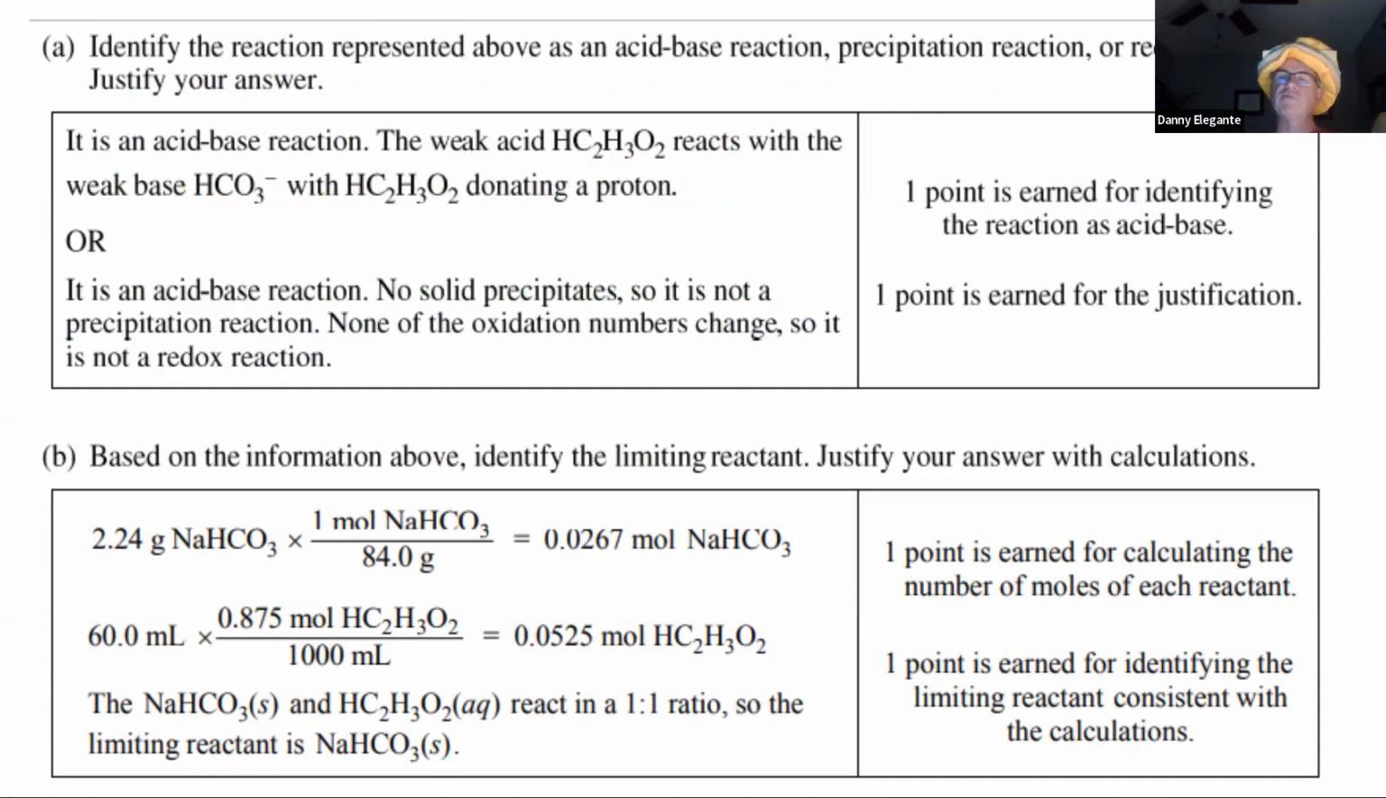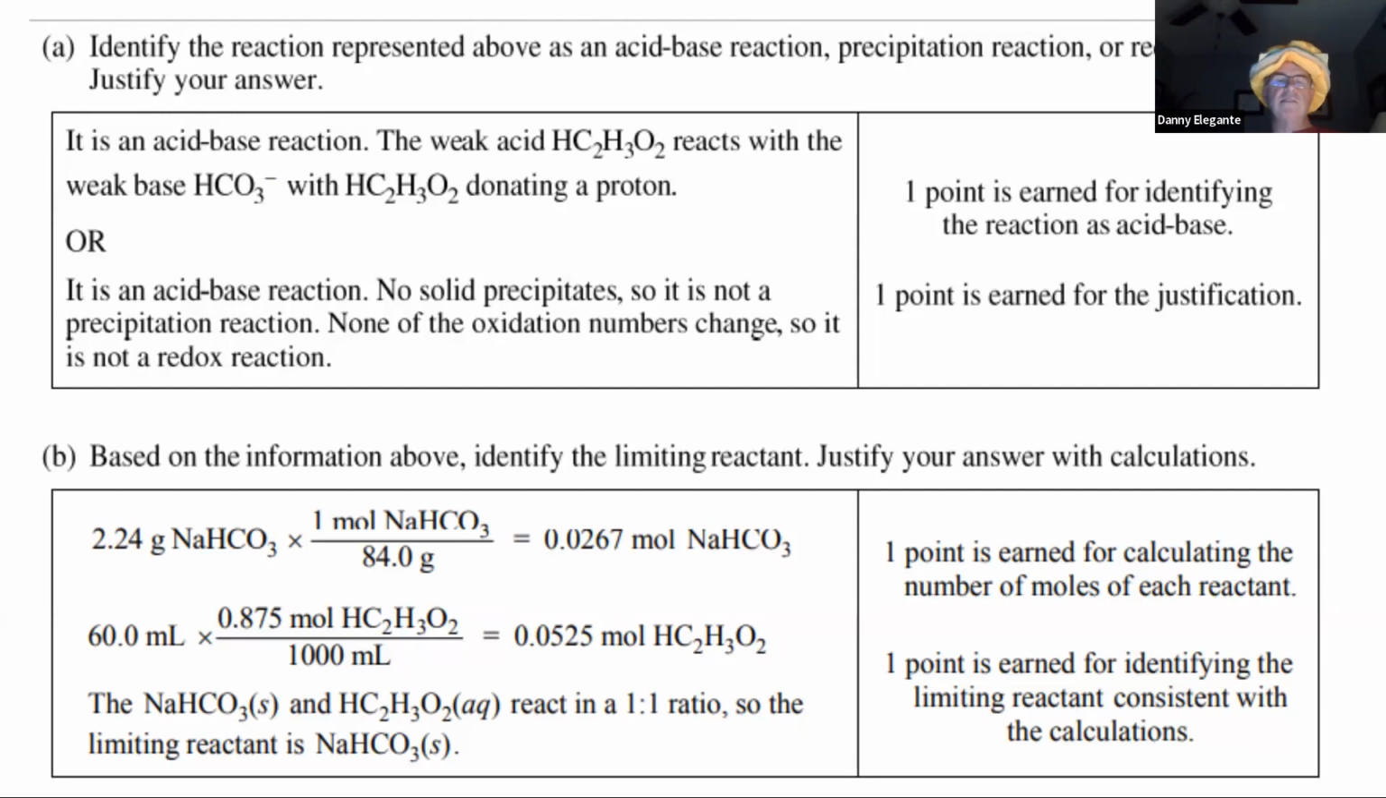I get 1 point just for saying acid base, and 1 point for some kind of a justification. So they said no solid precipitates and none of the oxidation numbers changed. But I think you could also get away with saying, I know an acid base is when one thing gives up an H and another thing takes the H. You can get away with that, right?